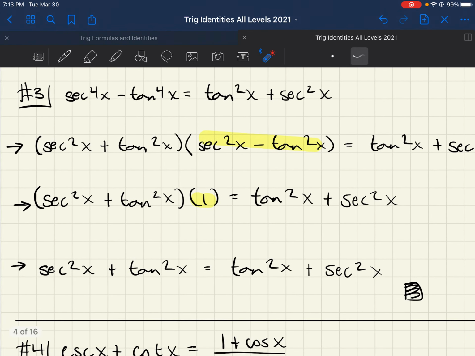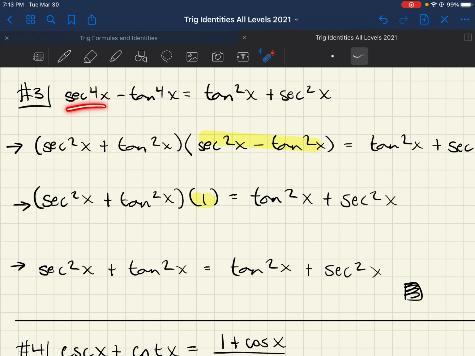In number 3, we're trying to prove that secant to the 4th of x minus tangent to the 4th of x equals tangent squared of x plus secant squared of x. I ended up working on the left side here, and notice we have a difference of 2 squares. Difference being subtraction, and secant to the 4th and tangent to the 4th are both perfect squares. So using difference of 2 squares, this will factor like this: secant squared of x plus tangent squared of x times secant squared of x minus tangent squared of x. Notice that secant squared of x minus tangent squared of x is an identity that's equal to 1. And all we're going to have left is secant squared of x plus tangent squared of x, because it's just multiplying by 1. And that's exactly what we wanted to prove anyway.